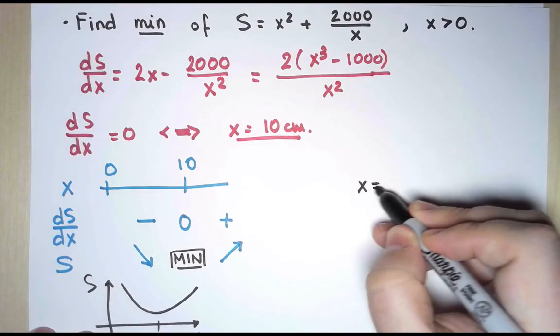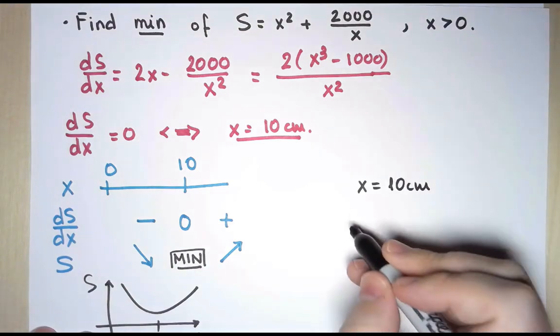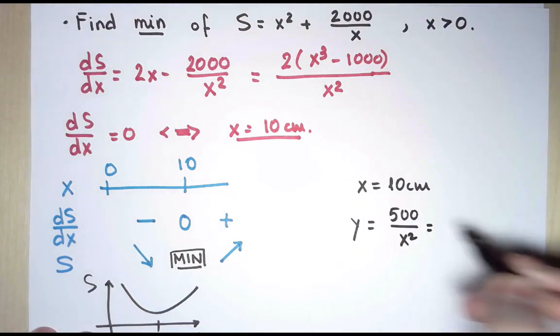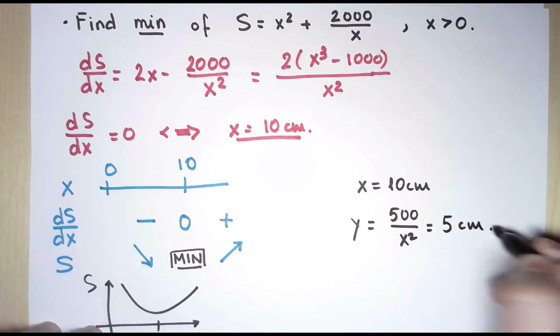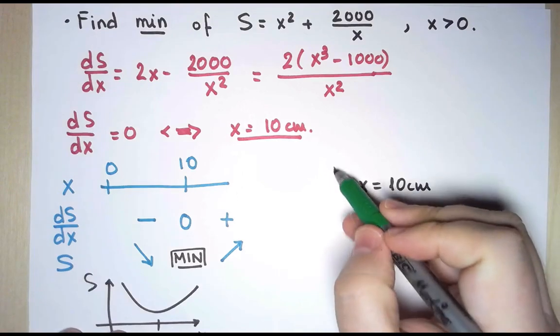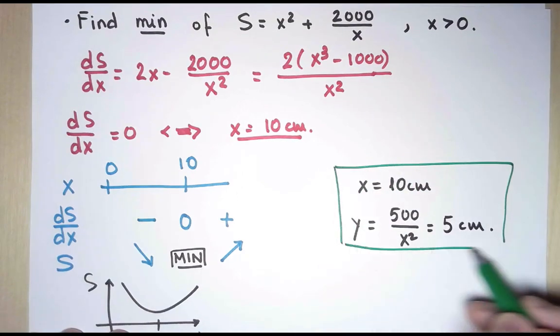And therefore, my answer is x equals 10 centimeters. And remember, I also need the other dimension. y was 500 over x squared, which comes out to be 5 centimeters. And these are the dimensions that I need to use in my box in order to spend as little as possible on materials.